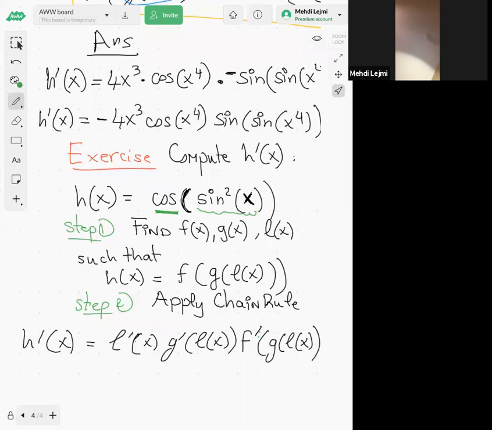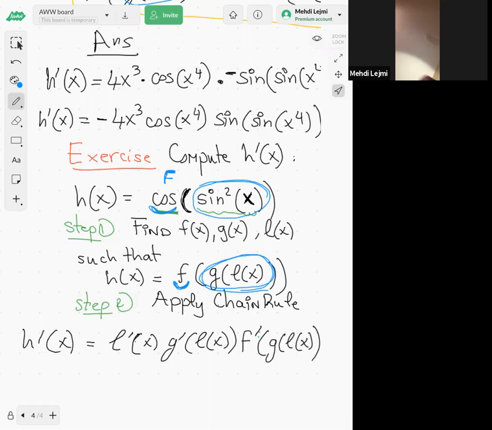All right, guys. So for step 1, we need to find f, g, and l such that h is f of g of l of x, right? So first function, of course. You see here, the first function we start with f, and here we have cosine. So f would be cosine, because that's the first function. So it's f of g of l of x. So this g of l of x is this sine square of x, right?